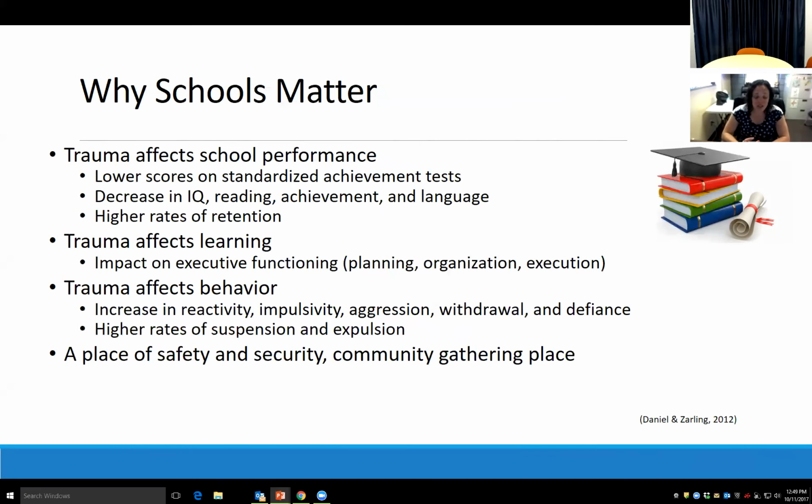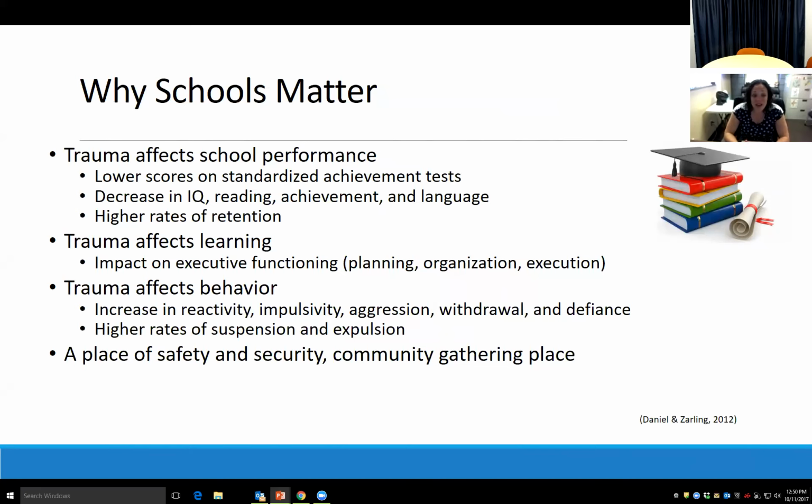Trauma can affect not just performance in school, but the actual learning of materials, because executive functioning skills are impacted. This is the ability to plan, the ability to organize things, and the ability to actually execute, to do things. As we just looked at in the past couple slides, obviously behaviors can be impacted by trauma, so it's going to impact how someone is behaving in school. We see higher rates of suspension and expulsion.